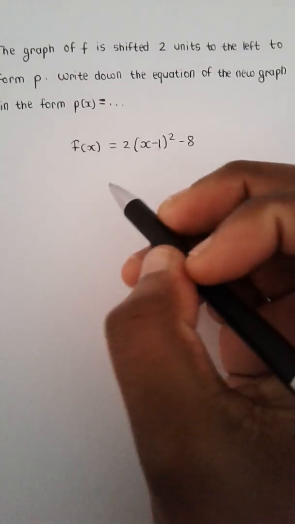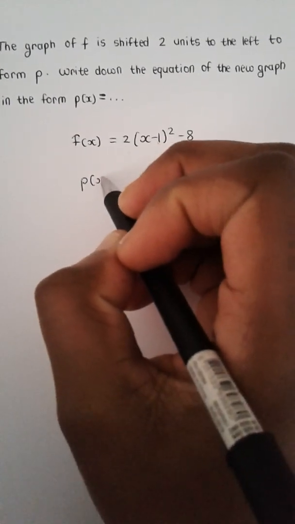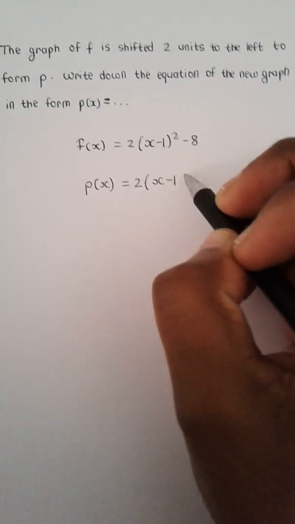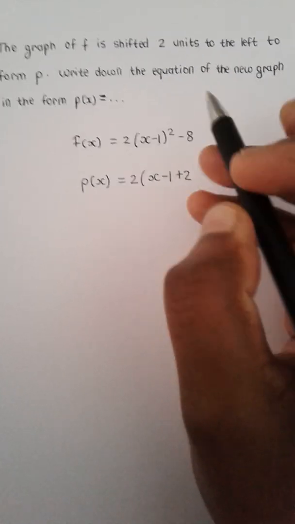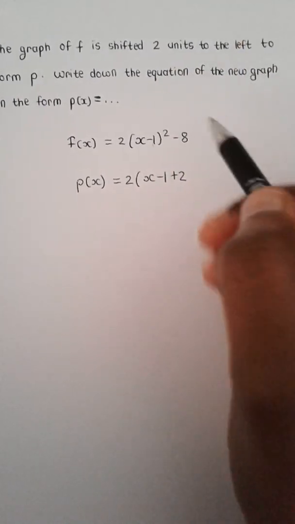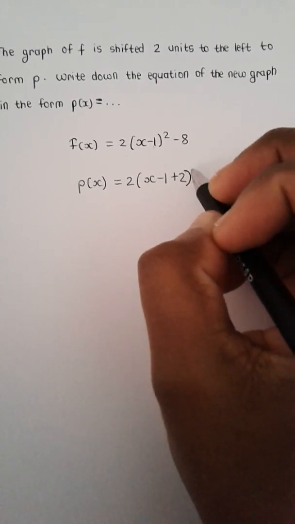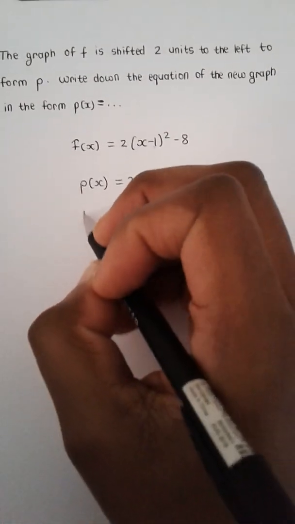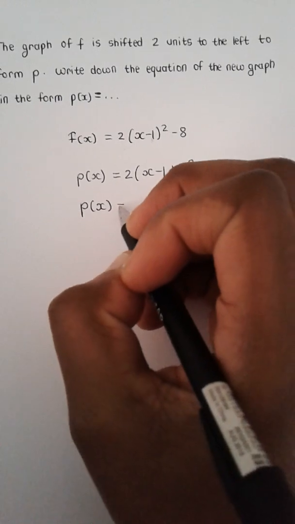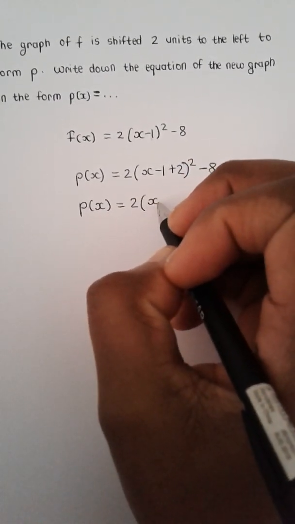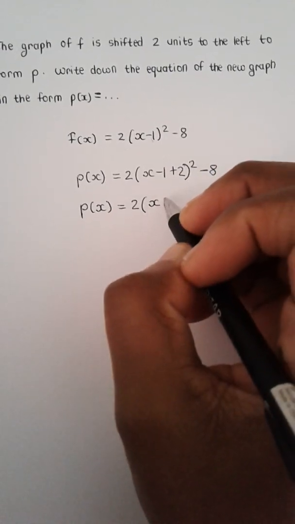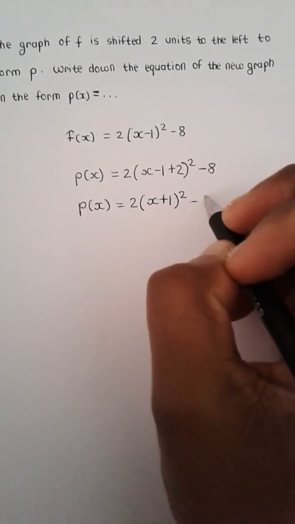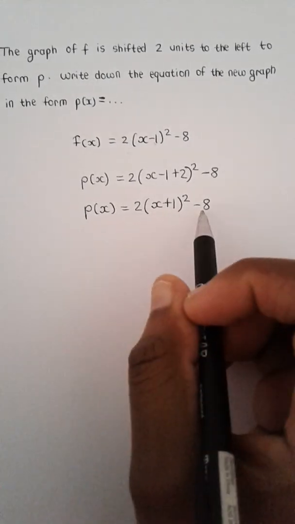So then we can just write the equation of p of x equals 2 into x minus 1 plus 2. Now this plus 2 represents that shift to the left. And we need to square that. We still have that minus 8. Now we can simplify this. So p of x equals 2 into x minus 1 plus 2, which is just a plus 1, and that's squared, minus 8. So that's the equation of p of x.